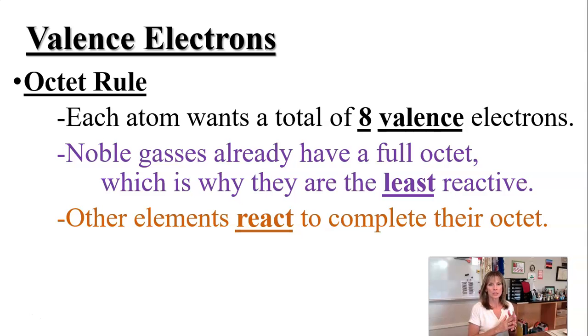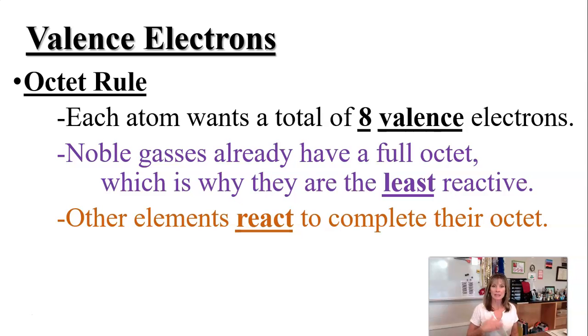The octet rule is that atoms are going to gain, lose, or share valence electrons in order to get that full outer energy level of 8 electrons, so that they'll be very stable like the noble gases. Since noble gases already have that full octet, they are very stable. So they're very unreactive. They don't react very much at all. They already have their octet, so they don't have to.